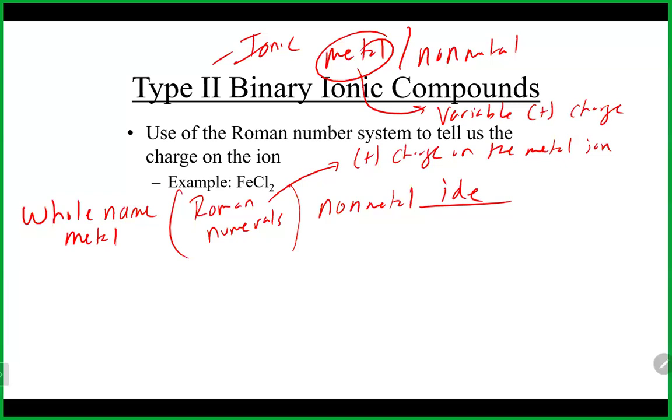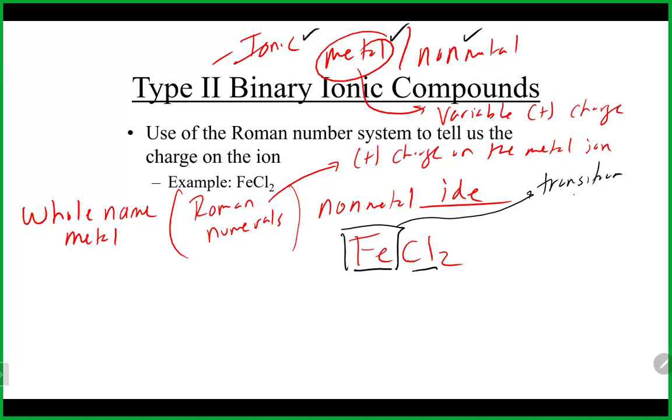So why do we need that? For example, if we take a look at FeCl2, how should we approach this? We approach it the same way as type 1 and pretty much all naming. I see iron, which is a metal. I see Cl, which is a nonmetal. That tells me it's ionic. I look at my metal, and it is dead center on the periodic table in the transition metal region. As soon as I see that, I know it's a type 2 ion, which means it has a variable charge.